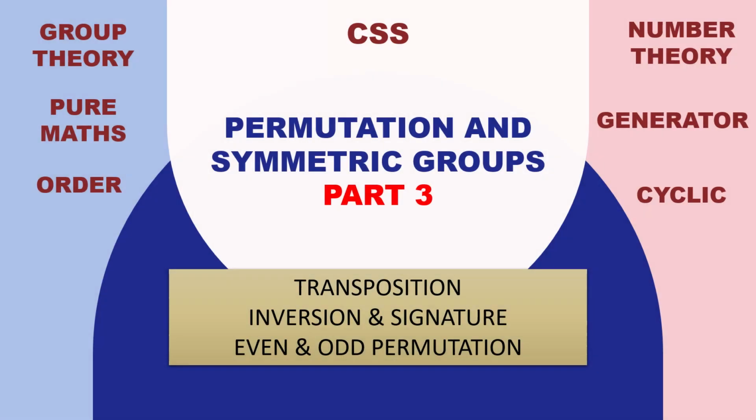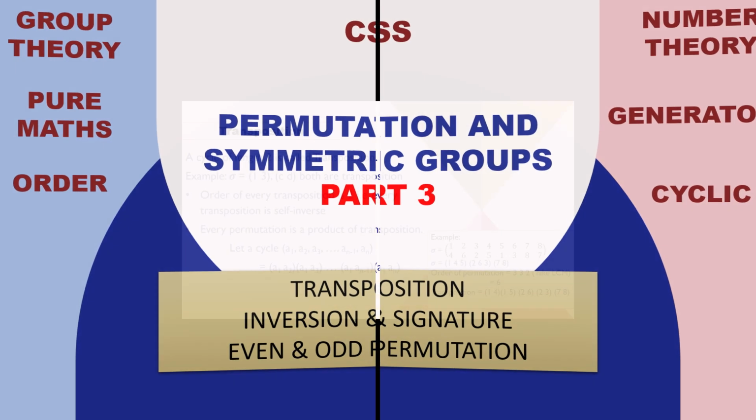In this episode of Diplomatic Derivatives, Pure Mathematics Group Theory, we are working on Permutation and Symmetric Groups Part 3. We have already uploaded Part 1 and Part 2 of Permutation and Symmetric Group, where we have explained in detail what is a permutation, the different types of permutations, and different other concepts, including the product of permutation. So those are important topics. Make sure you check them out before moving on. So in today's video, we're going to talk about transposition, inversion and signature, and even an odd permutation. So without further ado, let's move forward.